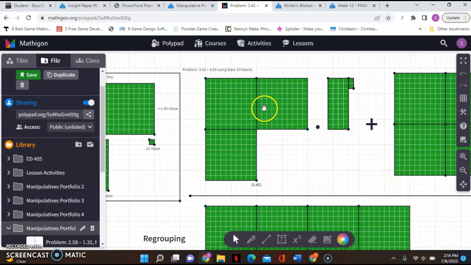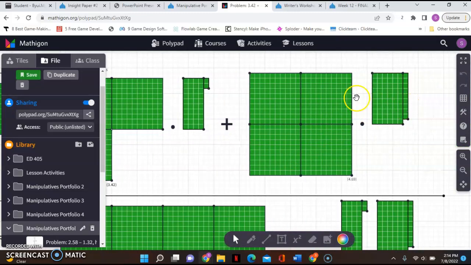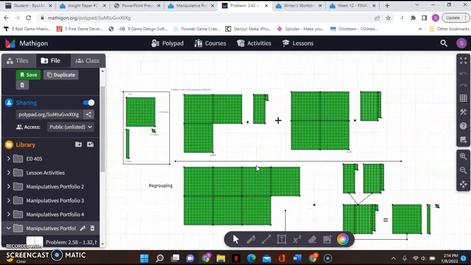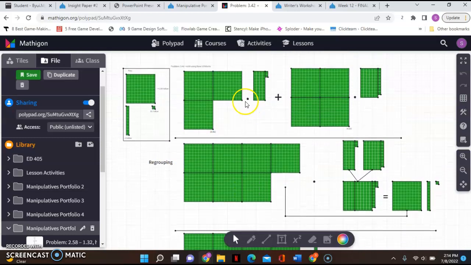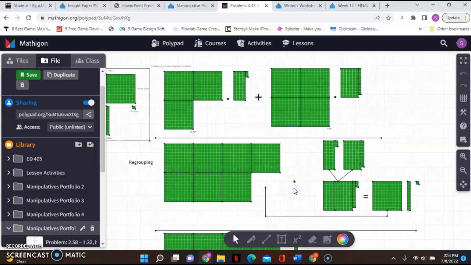And so here we have 3.42 plus 4.69 represented by these two portions here. And so what I first had to do was regroup. I organized the ones values into a section. Here we have 7 sections. And then I had the decimal here representing the decimal values. And here are the original values. I reorganized those so that they would be a little bit more organized.